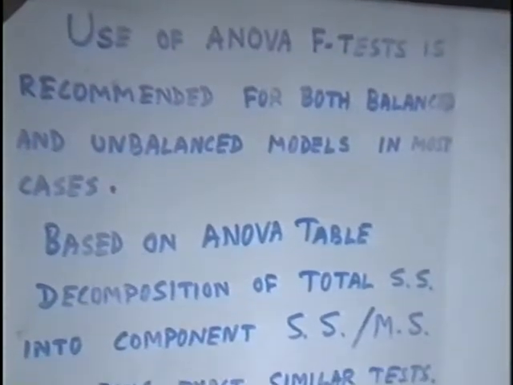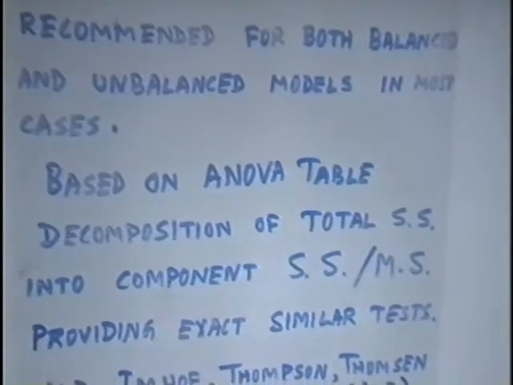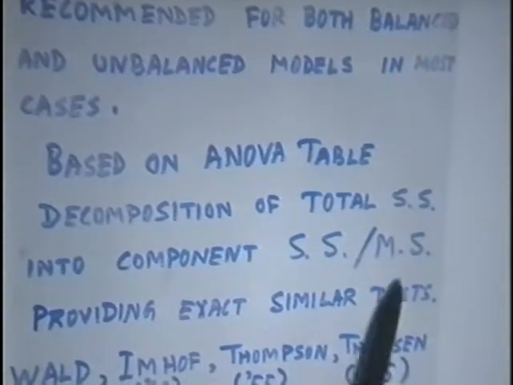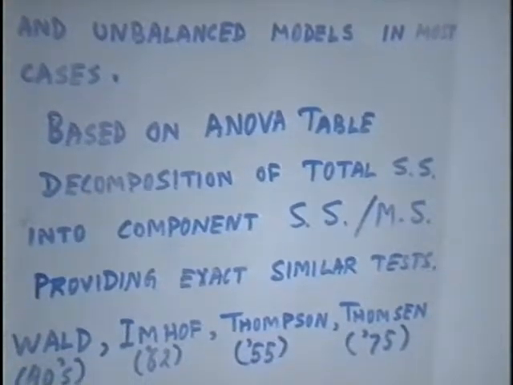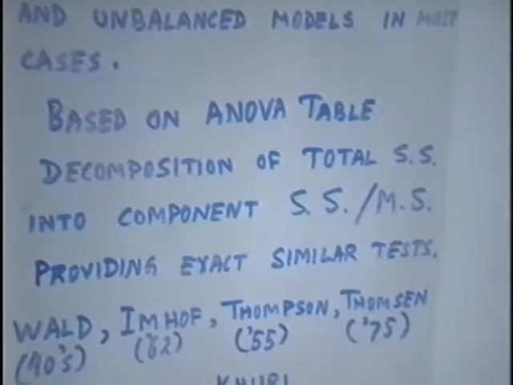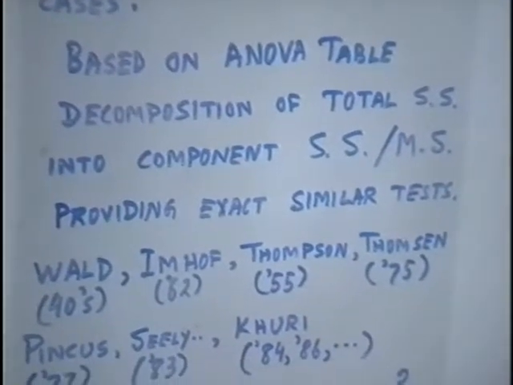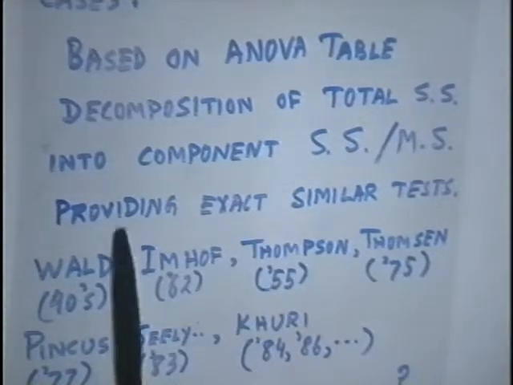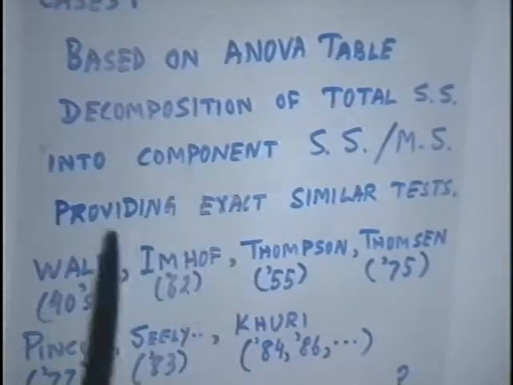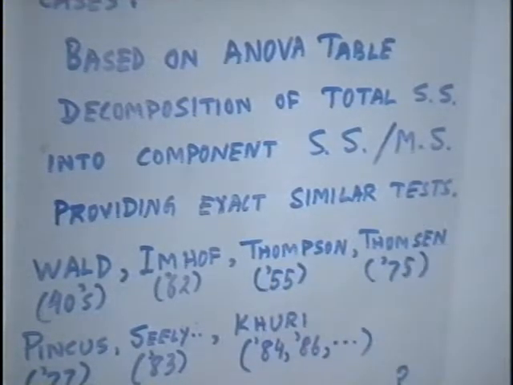So what you do, you look at the ANOVA table, you have the different sources of variation, the different sums of squares, then you compute the mean squares, but this time under the assumption that you have a mixed effects model, not a fixed effects model. So you can compute the mean squares, look at the appropriate ratios, and compute the F tests. For most of these problems, the F test will provide exact similar tests.